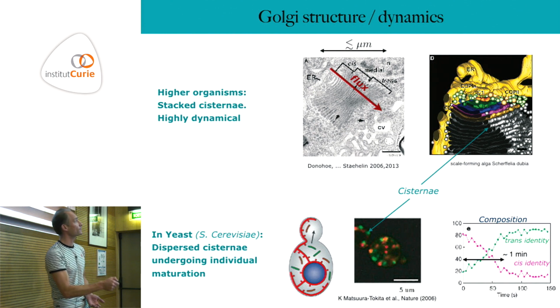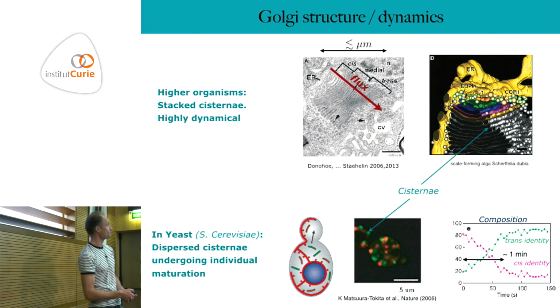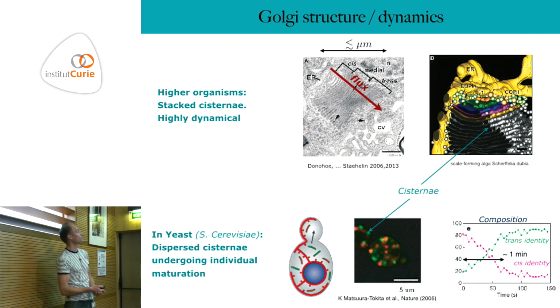So this is what happens for higher eukaryotes, plants, mammals, etc. If you look at different kinds of organelles, for instance, in yeast, in Saccharomyces cerevisiae, the Golgi is very different. You can see that the different bags here, which are called cisternae, are dispersed throughout the cytoplasm of the cell.